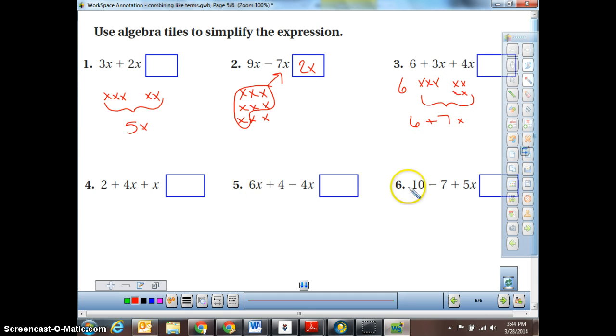I'm going to leave these blank, and we're going to look at these tomorrow in class, so you need to do these tonight to get a little practice combining like terms here. We're going to move on to the next slide.